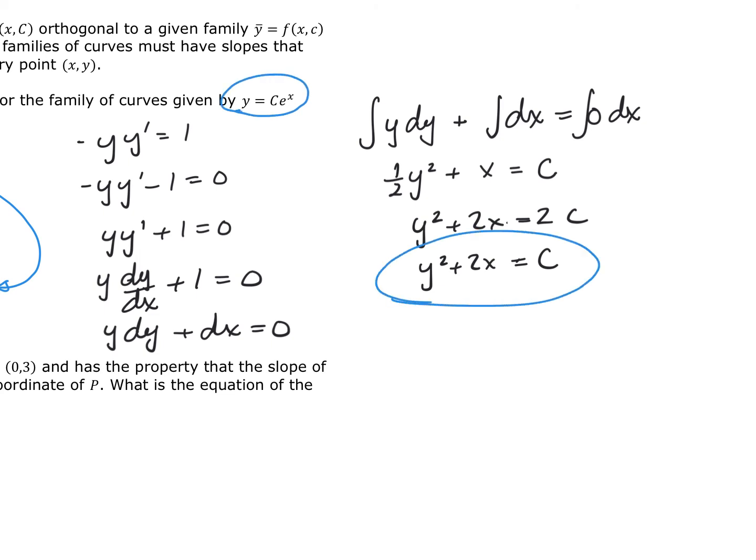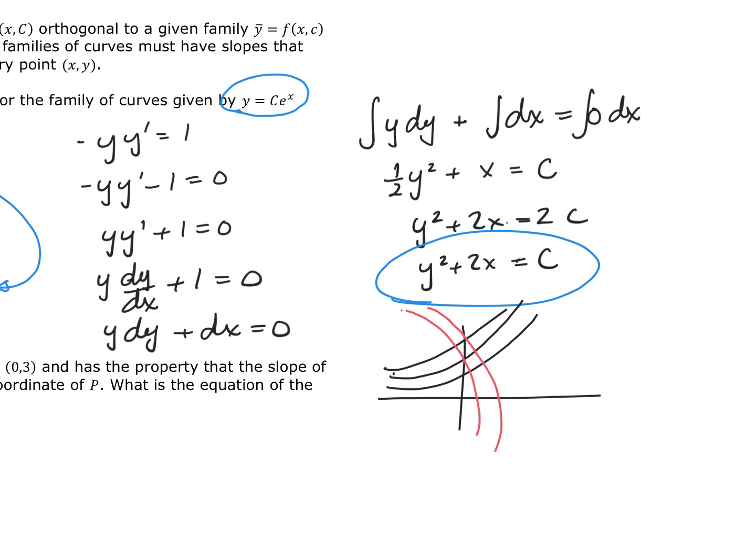And if I were to draw these, my original family of functions y equals e to the cx are going to look something like this. If I were to draw my y squared plus 2x is equal to c, it would look something like this. And so you can see with my really poor drawing that that family of functions is going to be orthogonal to the other family of functions. So that's kind of cool.